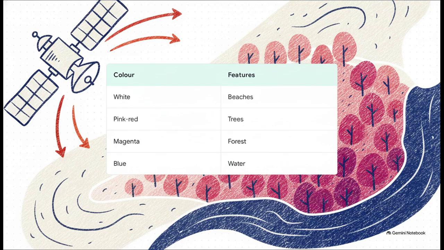If you see white or cream, you're looking at a beach or sandy area. But get this, pink or red actually means vegetation and trees. Deep red or magenta, that means dense forest. And dark blue or black represents deep waters.